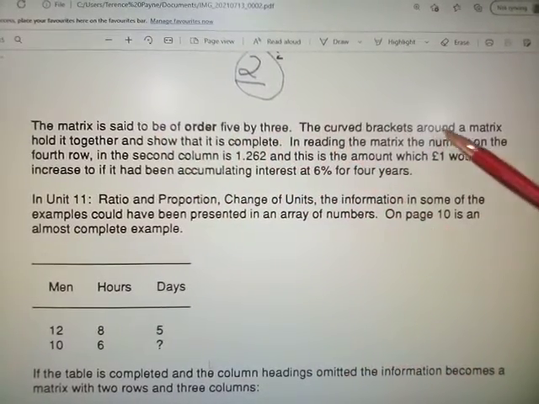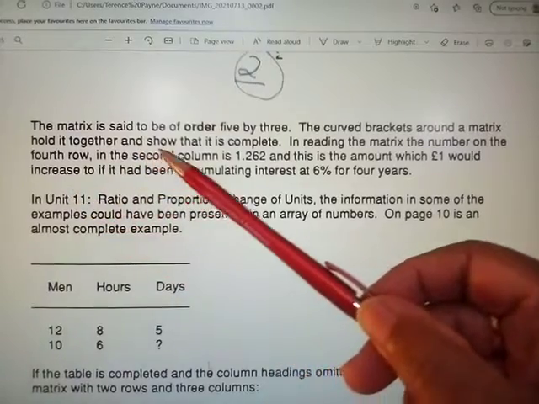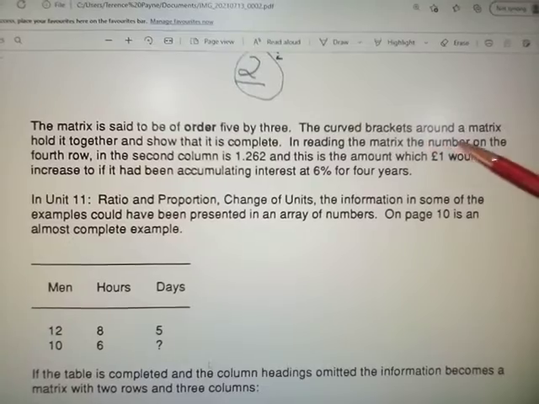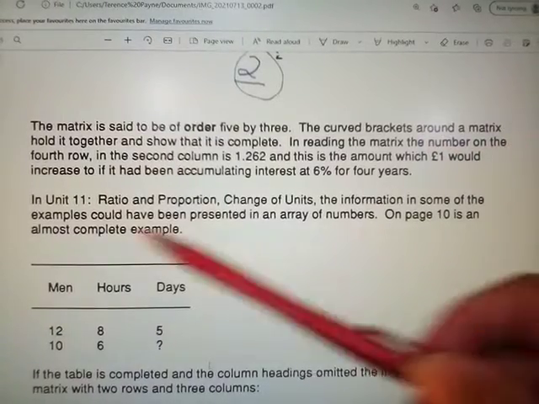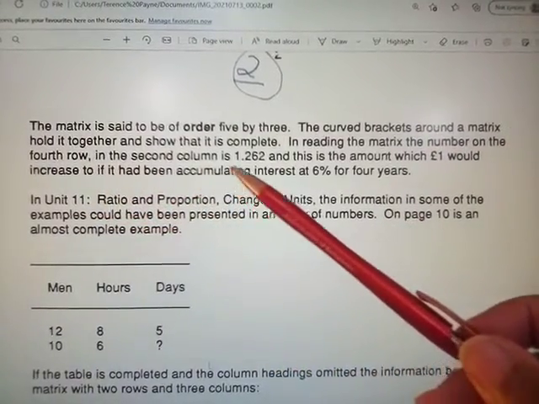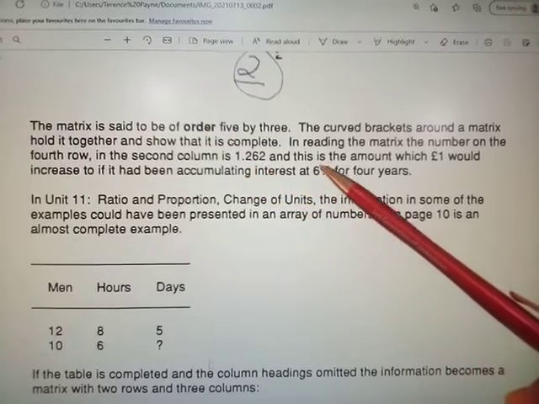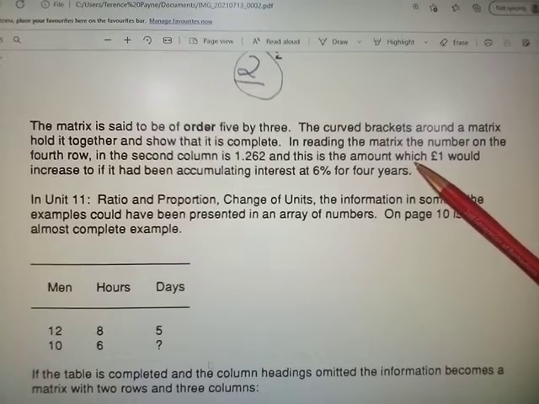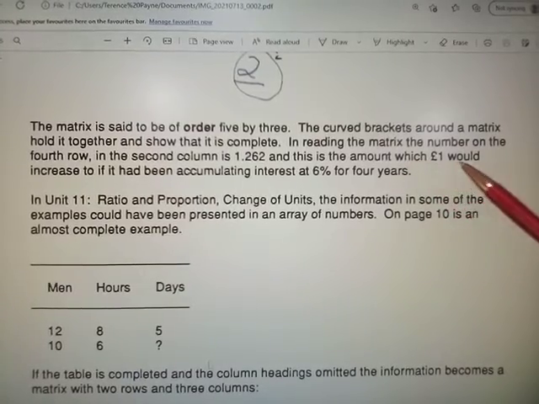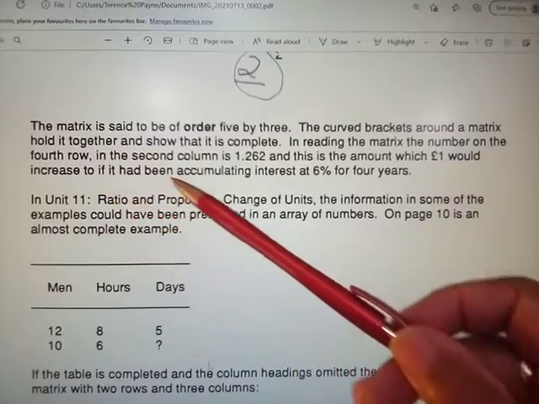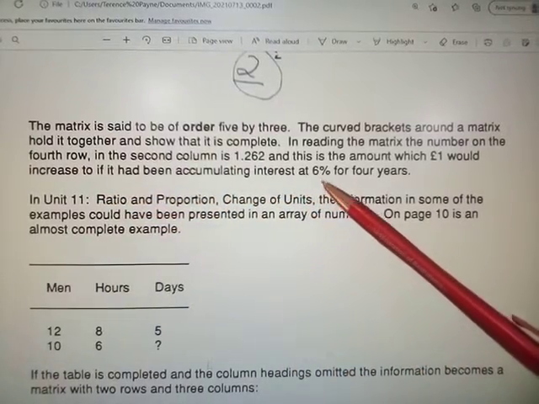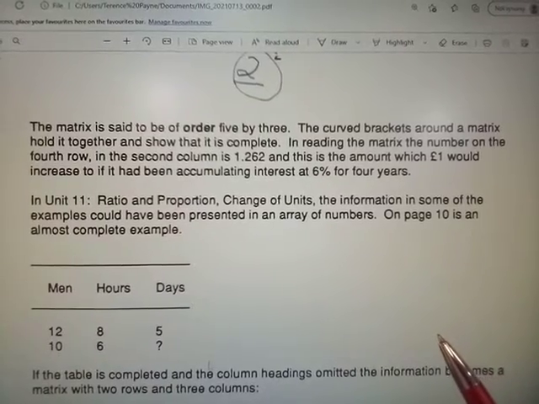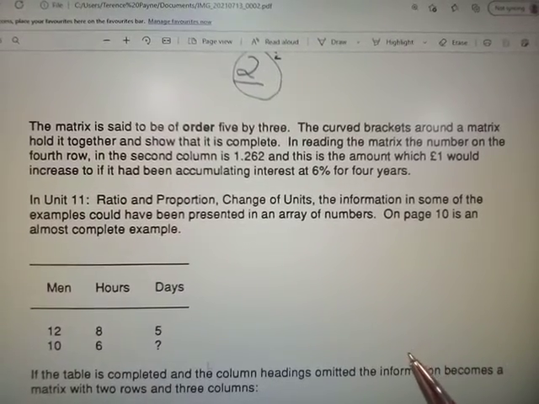The curved brackets around a matrix hold it together and show that it is complete. In reading the matrix, the number on the 4th row in the 2nd column is 1.262, and this is the amount which £1 would increase to if it had been accumulating interest at 6% for 4 years. I know it's not a lot of interest on a pound, but what can you expect?